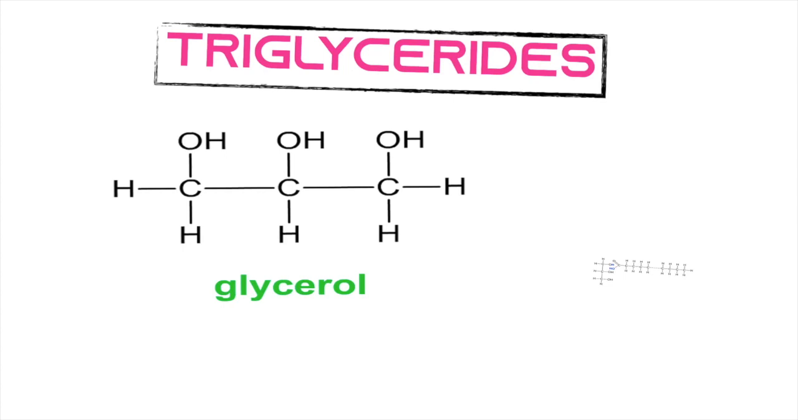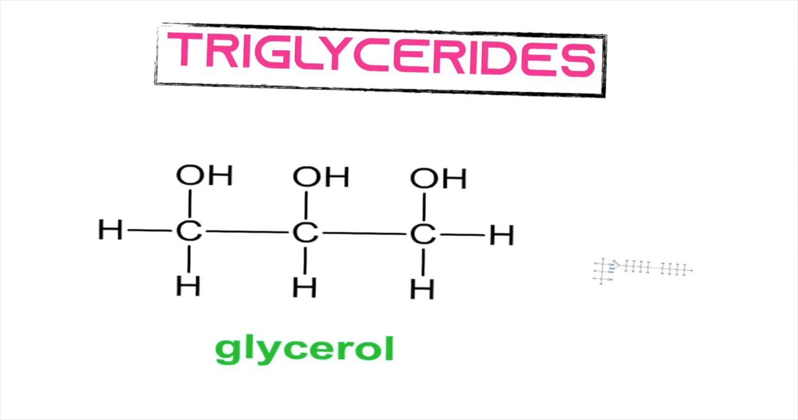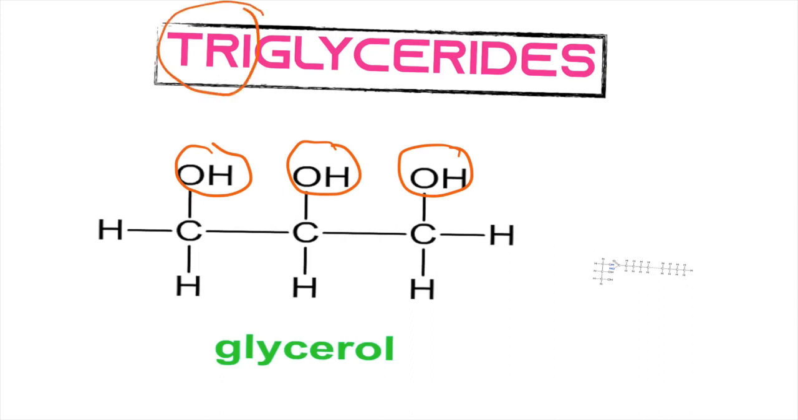To build a triglyceride, you will first need an alcohol. This is a special alcohol. This alcohol is called glycerol, and it's special because it has 3 OH groups. Those 3 OH groups will now be used to attach to acids, fatty acids. This will form triglycerides. So the tri part here is because we are going to attach 3 fatty acids.